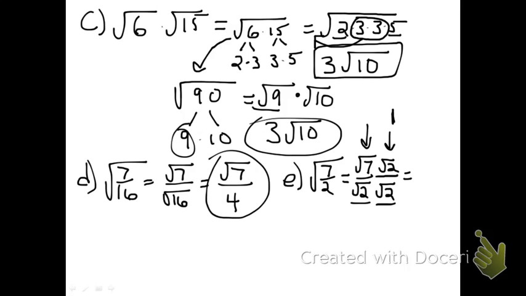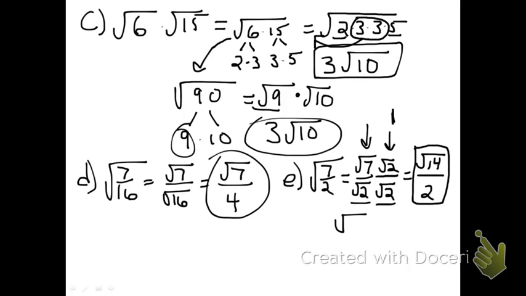I'm going to have radical 7 times radical 2. That's the square root of 7 times 2, or 14, over radical 2 times radical 2, which is the square root of 4, or just the number 2. And now this doesn't have a square root in the denominator anymore, so this one is simplified. Kind of tricky there.